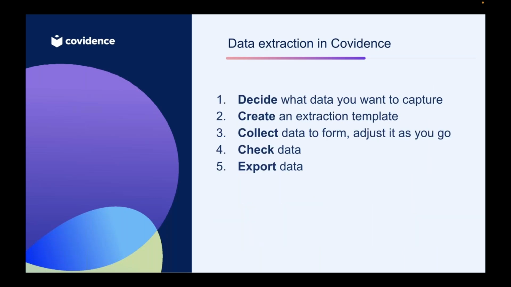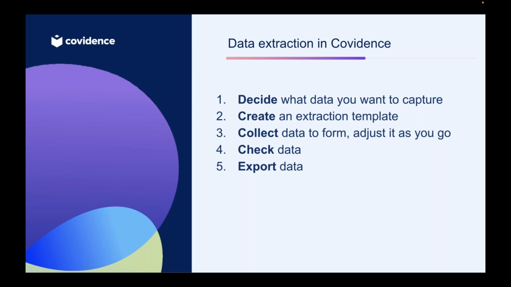So what does that look like in Covidence? Well, a lot will depend on the type of review that you're doing, the type of data that you're collecting, and the specific outcomes of interest. But the basic process can be organized into these 5 steps. First up, you'll need to decide on the data that you want to capture. As I said, that's usually done at the protocol stage.